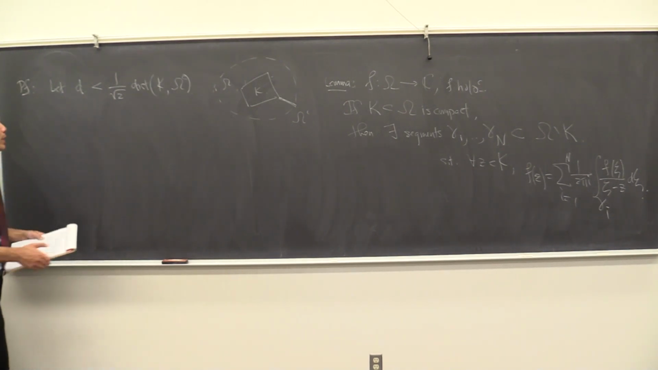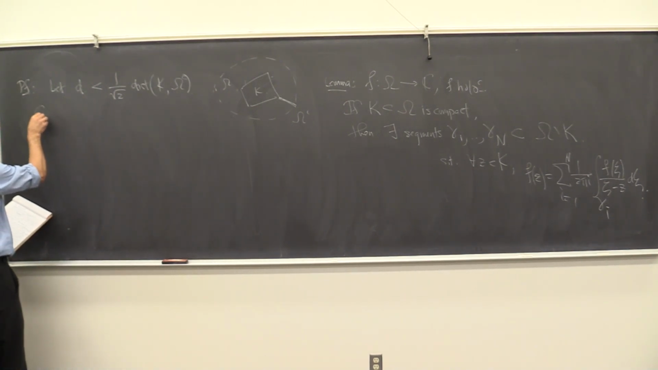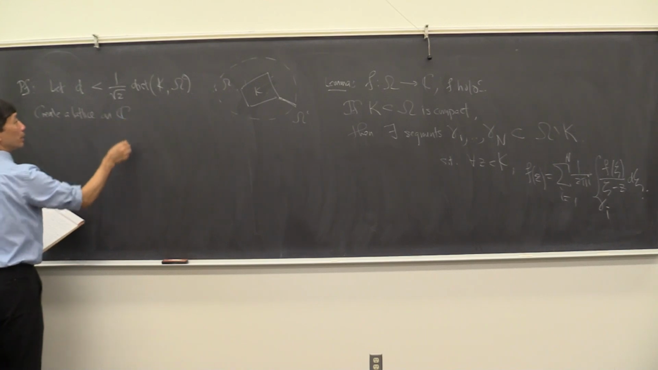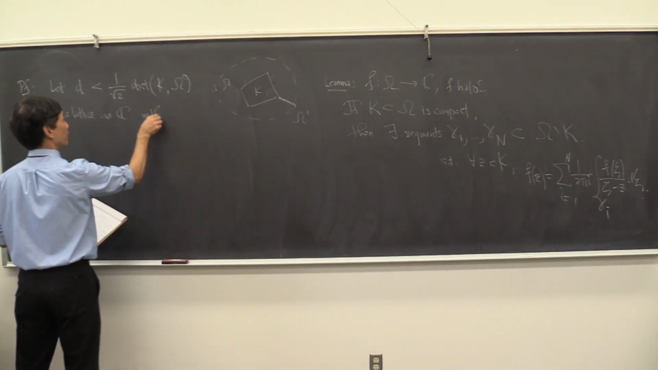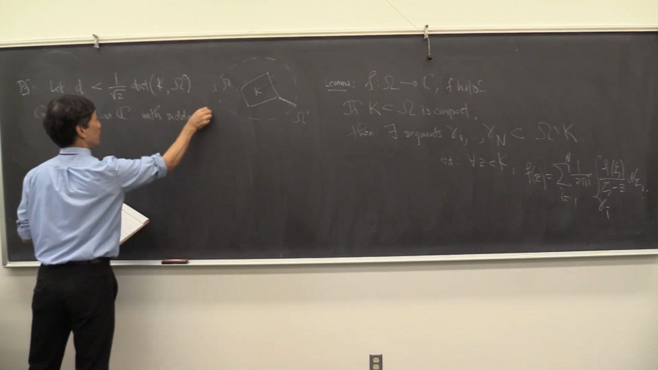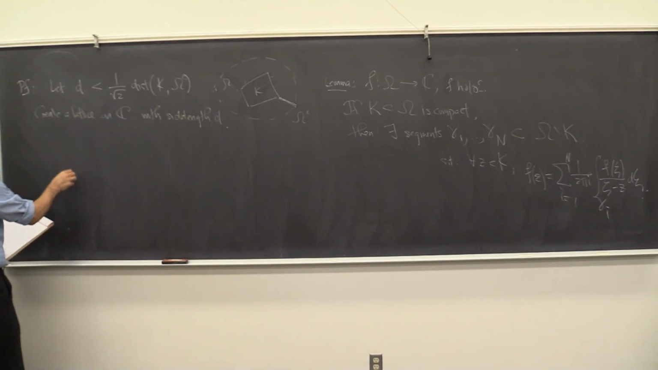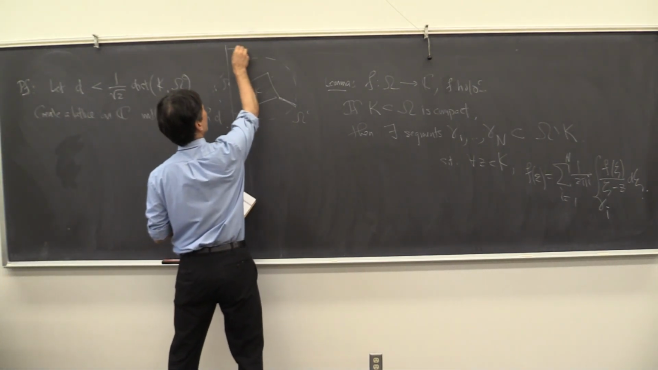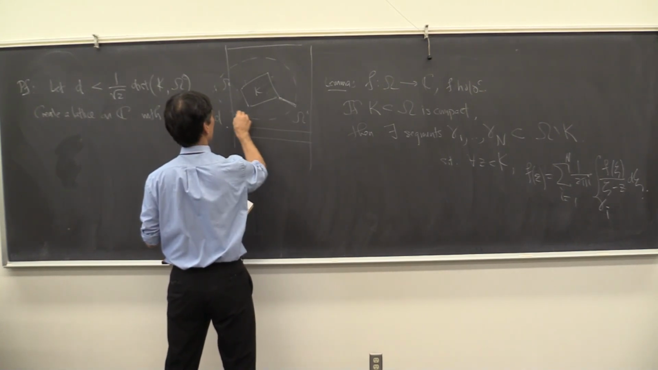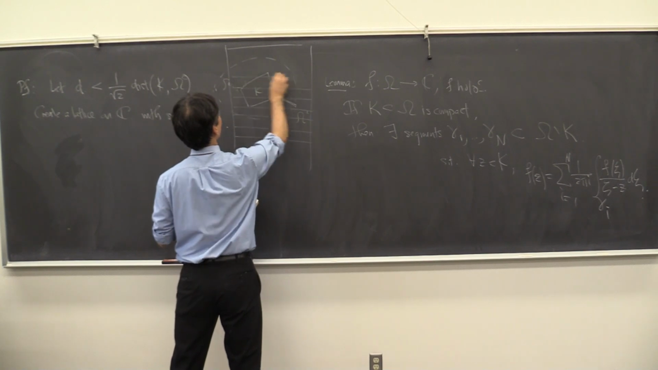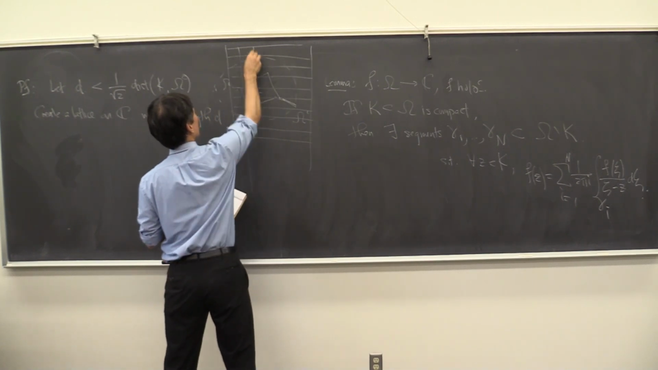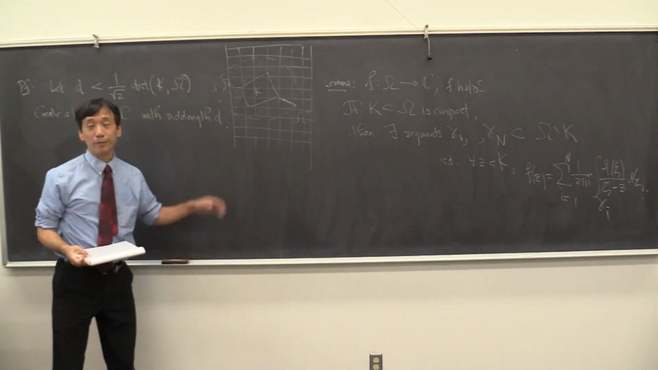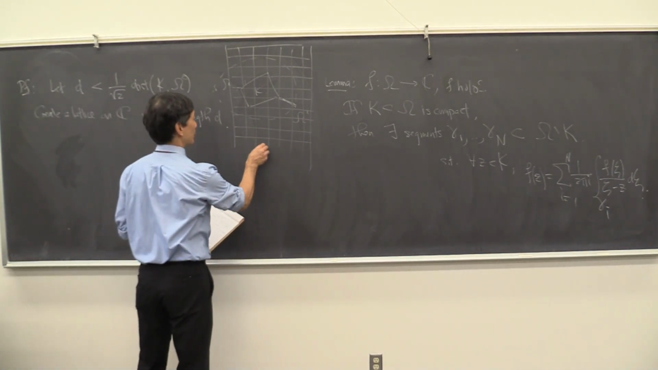Okay, so then you create a lattice on C with side length D. Right. So you create this. You basically lay down a bunch of squares of side length D.